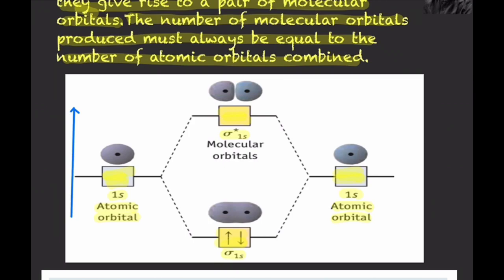So there are a total of 2 electrons, 1 electron from each atom. We first fill the lower molecular orbital, and each molecular orbital will hold 2 electrons, and those electrons should be of opposite spin, as we follow in atomic orbitals. That's why we can say here that these 2 electrons are in the bonding molecular orbital.